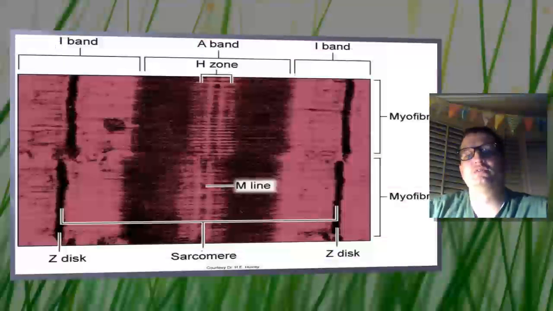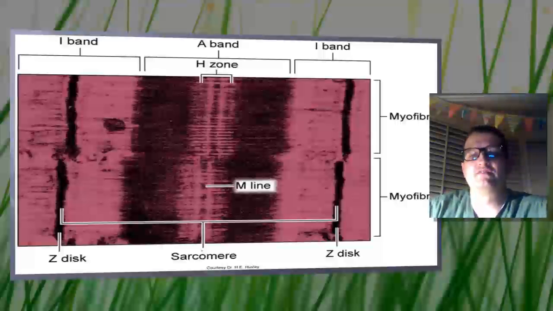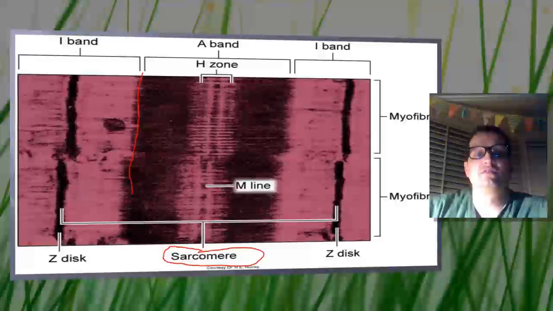This is an actual electron micrograph showing a muscle fiber, and you can see these different structures. The sarcomere is shown here. You have the A band right here, which is actin. You have the H zone here in the middle. And then you have the I band right here, which is just myosin.